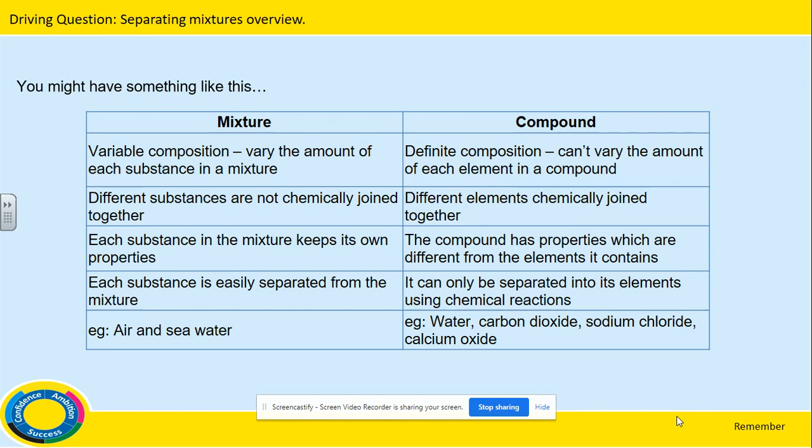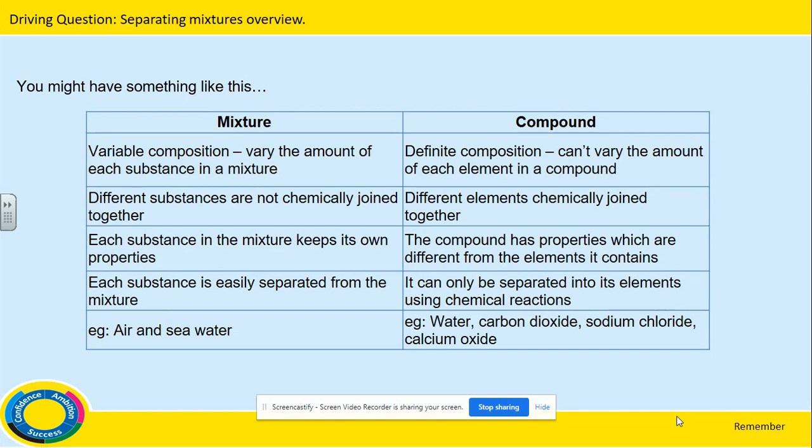For compounds, definite composition. You can't vary the amount of each component in a compound. Two. Mixtures: different substances are not chemically joined together. Compounds: different elements are chemically joined together. Three. Each substance in the mixture keeps its own properties. Four. The compound has properties which are different from the elements it contains. Five. Each substance is easily separated from the mixture. For compounds, it can only be separated into elements using chemical reactions. But always remember, not all chemical reactions can be reversed.